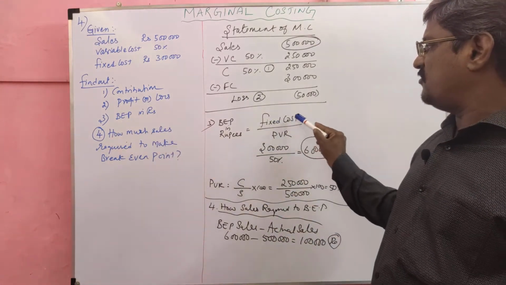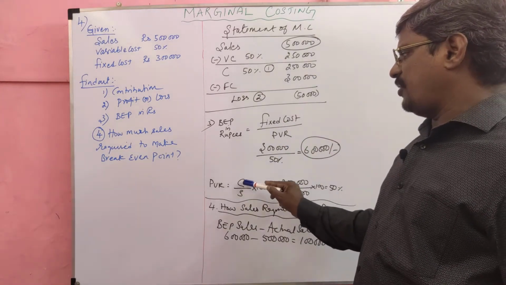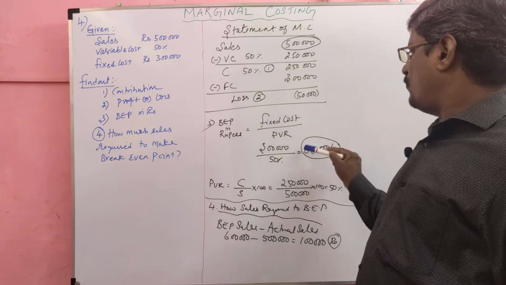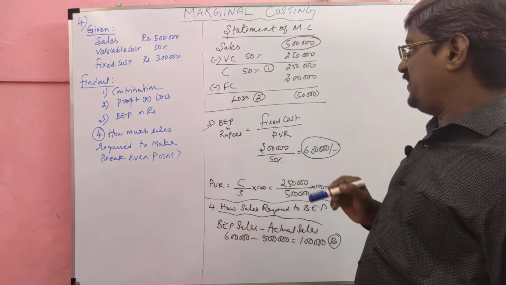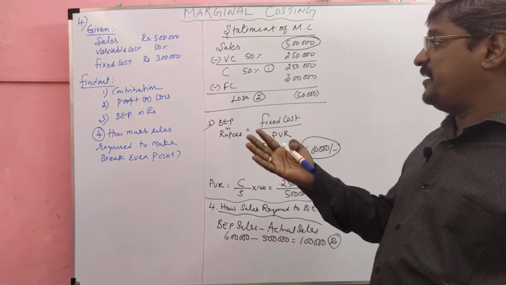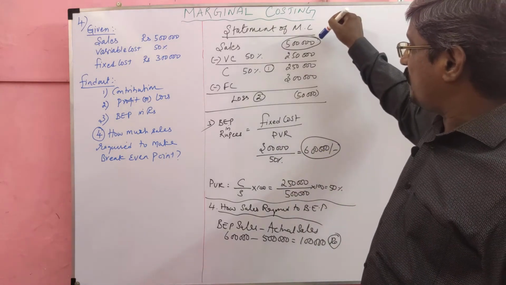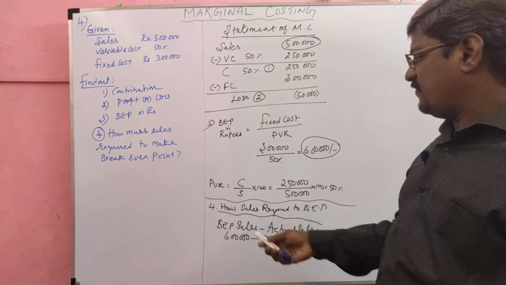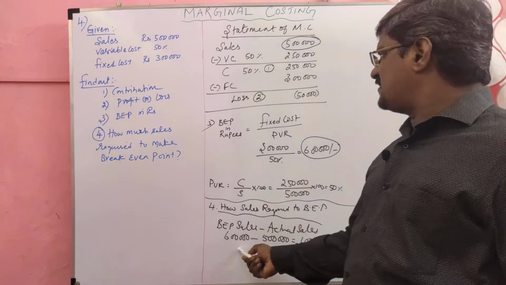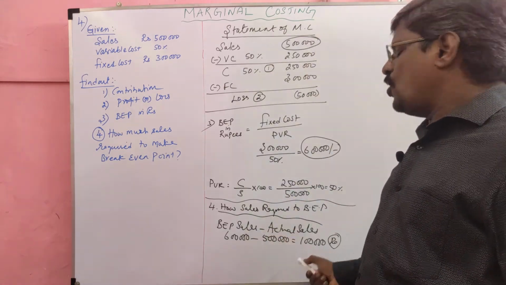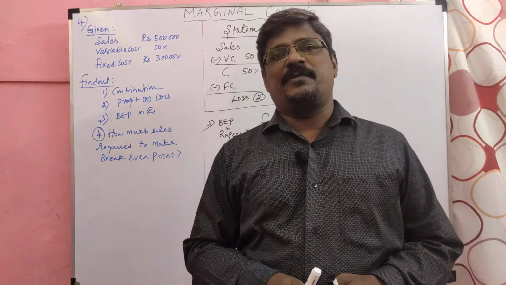What is the formula? Fixed cost divided by PVR. Fixed cost is given, PVR we have to ascertain. What is the formula? Contribution divided by sales into 100, 50%. So how much did we get? 6 lakh. If we sell goods for 5 lakh, we incurred a loss of 50,000. So how much must sales be increased to break even? BEP sales 6 lakh, actual sales 5 lakh, so we have to increase 1 lakh. The formula is BEP sales minus actual sales. If we increase 1 lakh worth of sales, we can remove that loss of rupees 50,000.